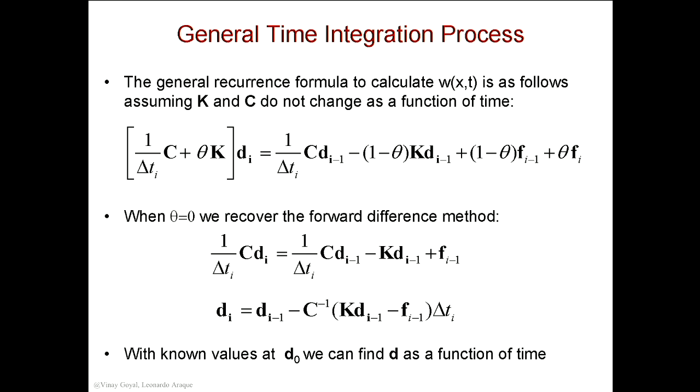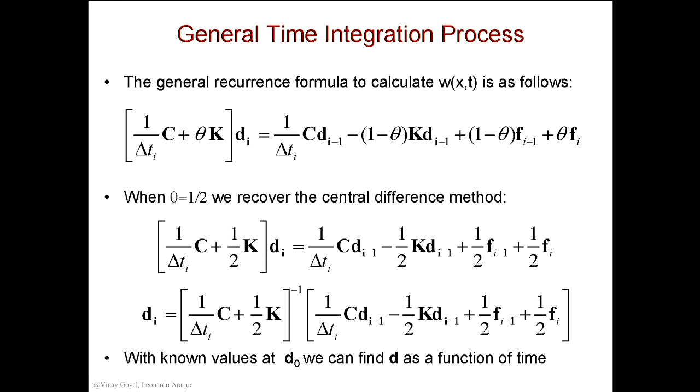So the next method, using the recurrence formula, and I'm answering your question, by the way. If I put theta equals 1/2 here, here, and here, I'll recover the central difference method. And again, you can try it yourself, and you'll find that it does work out. And then here you have to invert to get di. You'll have to invert this matrix to do that.